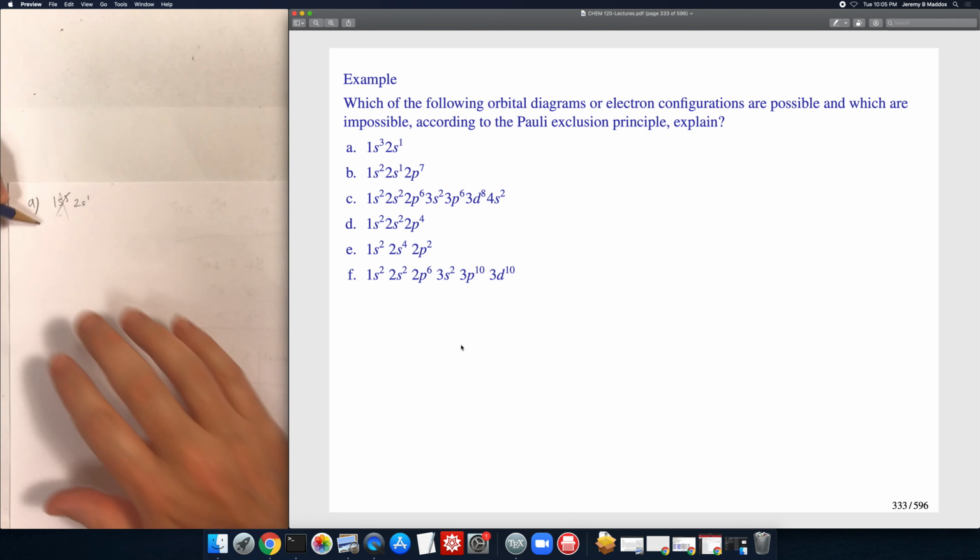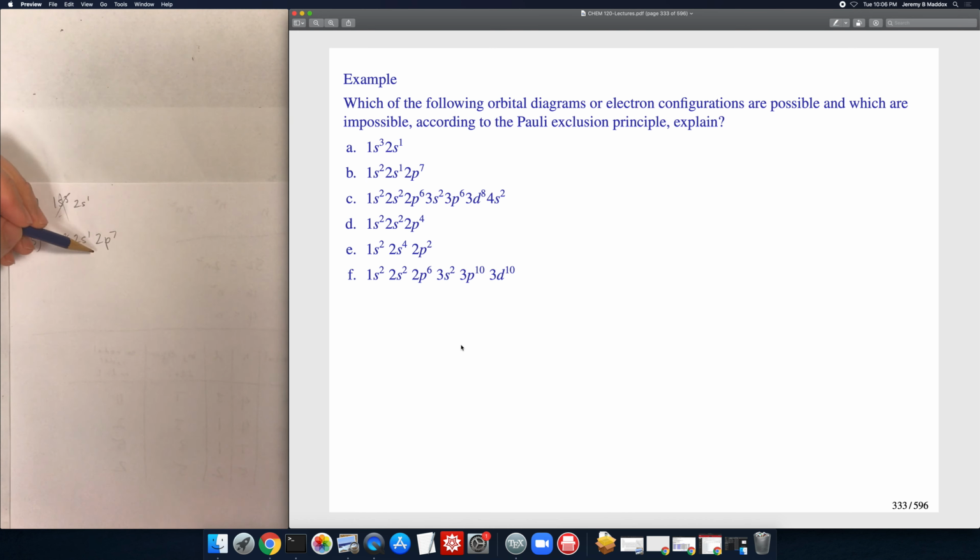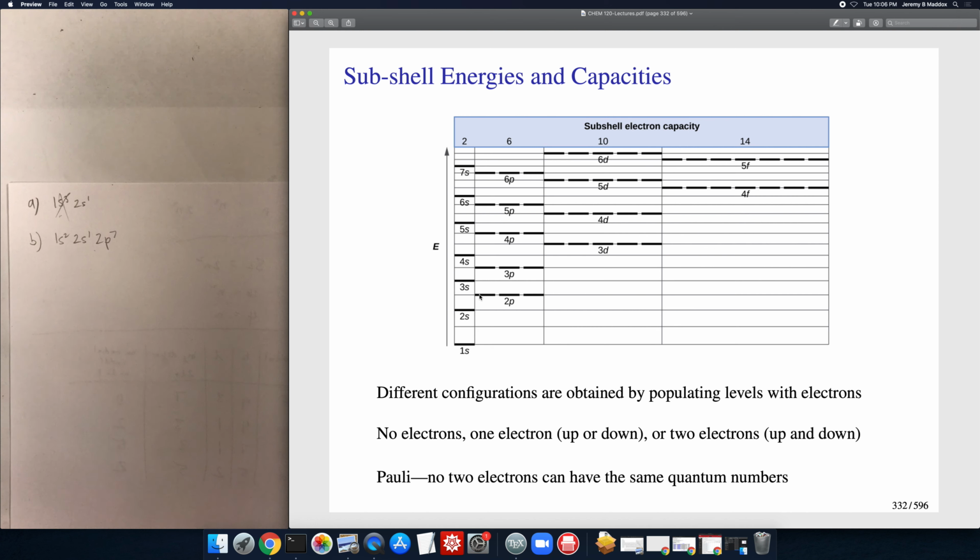The next configuration we have is 1s2, so that's okay. 2s1, that's okay. An s orbital can have one electron in it. And then we have this 2p7, and there's something wrong with the 2p7. If you look at the diagram, there are 3 unique orbitals, and each of them can hold at most 2 electrons, which means you could have a maximum of 6 electrons within the 2p subshell. This electron configuration is suggesting there are 7 electrons, which is 1 too many, so that's not allowed. This is not a valid electron configuration.